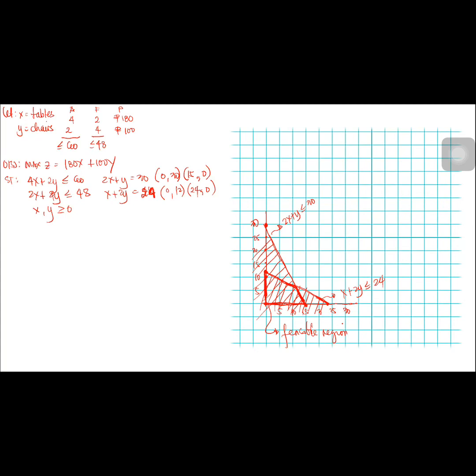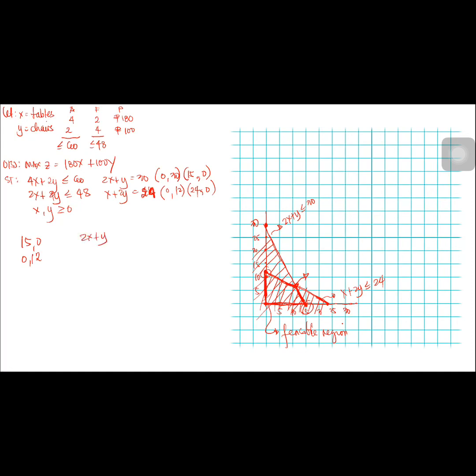Okay, so what are these vertices? We have 15, 0. Let's list it down: 15, 0, and then we have 0, 12. What about this point, that intersection? Let's solve for that.